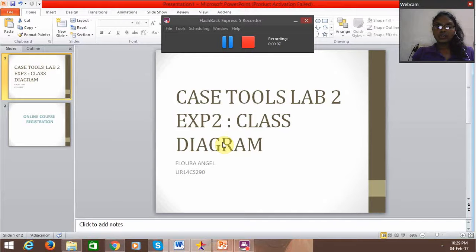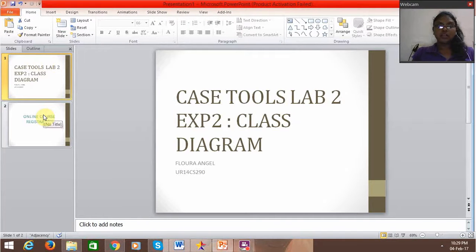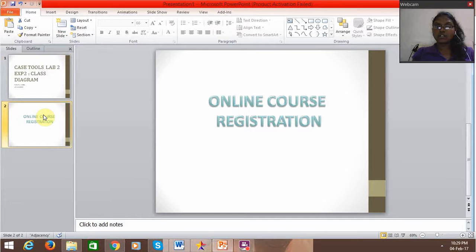So what we have to do in this experiment is to draw a class diagram. We'll be using the StarUML editor to draw UML diagrams. My topic is to draw a class diagram for online course registration.